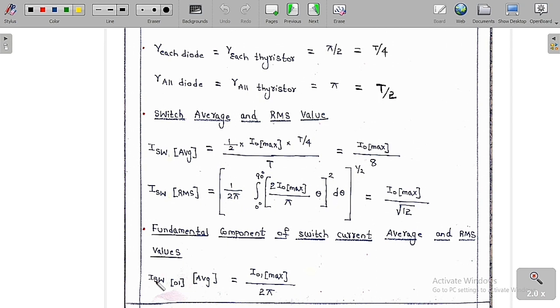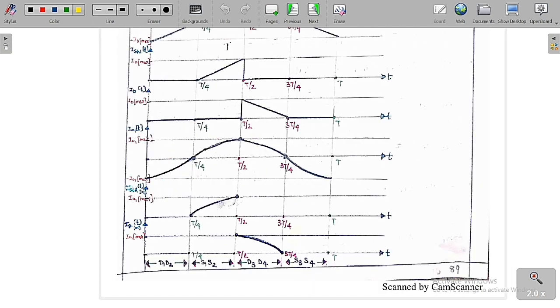If you want to figure this out, it's very simple, because for T by 4 to T by 2, switch S1 is conducting, and in the remaining ranges, switch S1 is absent. So only in this range is the fundamental component of the switch current equal to the fundamental component of the output current. In the remaining ranges it is not at all possible. So first, we are going to draw the fundamental component of the output current.